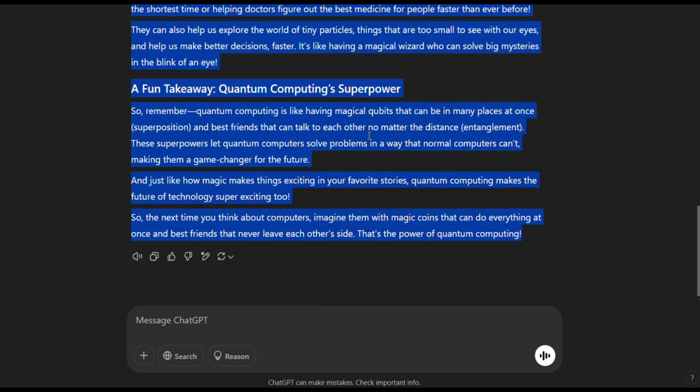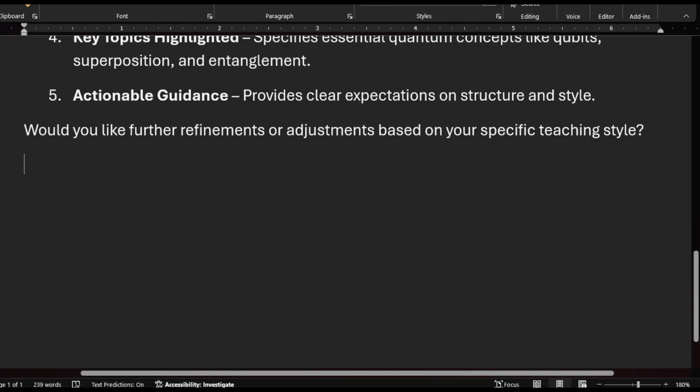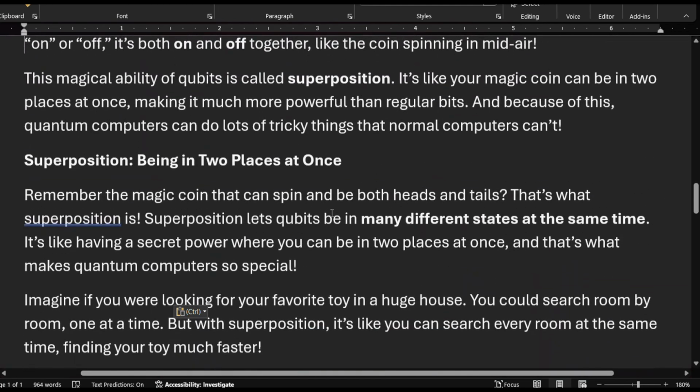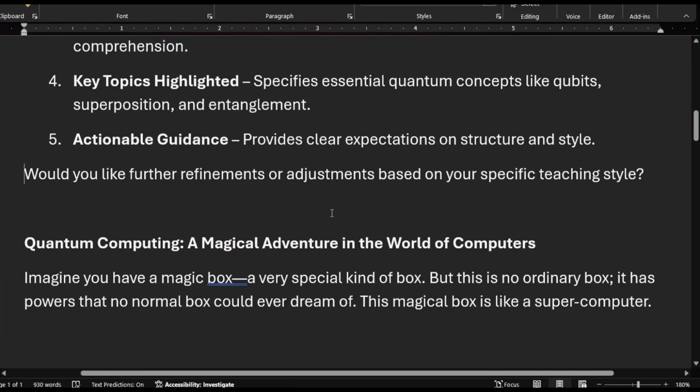So let's copy it and take it to the same editor we are using, and let's read out what has been produced for us. Then we'll have it this way. Look at it. This is the real article that we are talking about. You can see this is how. So I can go ahead and format it. Quantum computing, a magical adventure.